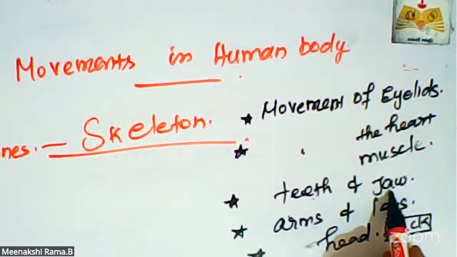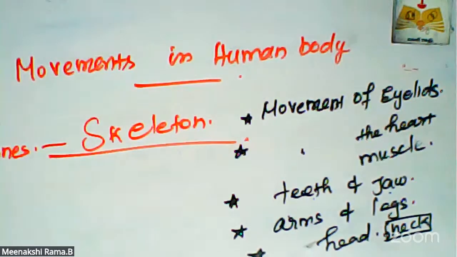Teeth and jaw move each and every time, when chewing food, breaking some material, feeding some food items, or speaking. Teeth and jaw always move, and arms and legs move for writing, lifting, and walking purposes. Head and neck also always move in each and every action. So these are all the different kinds of movements in our body.